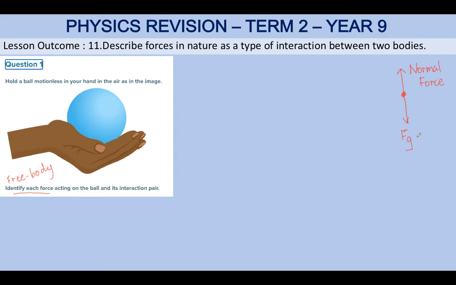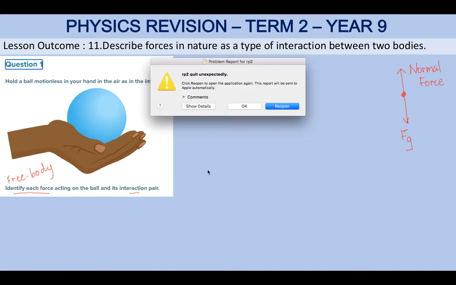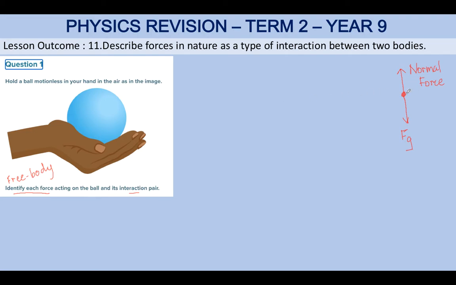Now, usually the common mistake is that students assume these two are an interaction pair. But remember what I told you before. One tip for you is that Newton's third law pairs will not act on the same object. These two forces are acting on the same object, so they cannot be an interaction pair, correct? Keep that point in mind. Coming to the second part, first we have identified the forces acting on the object, and then we need to find the interaction pair.